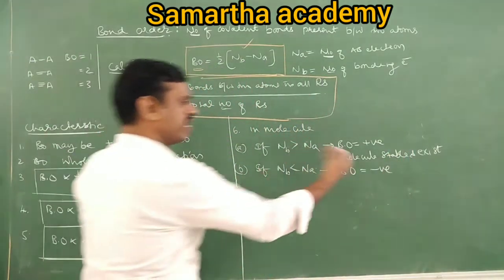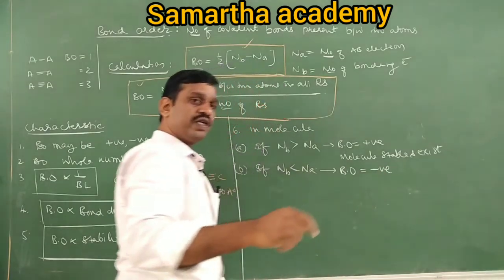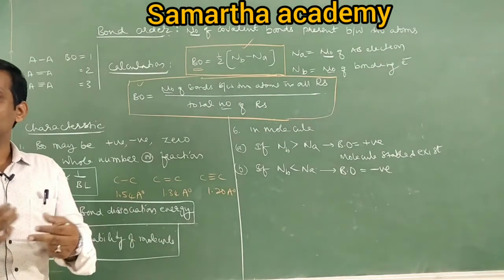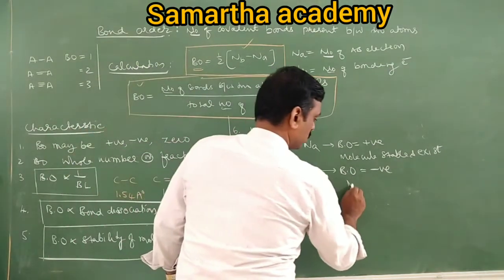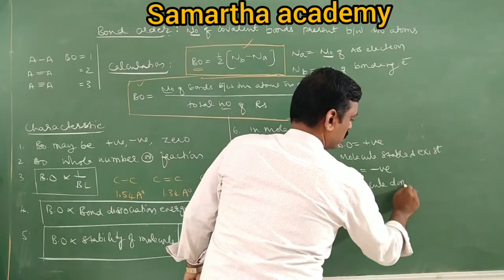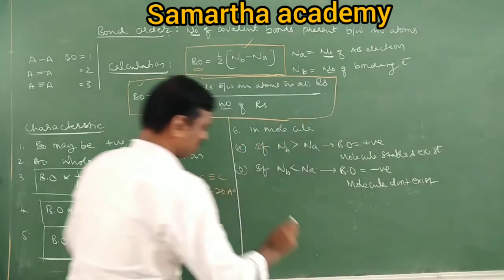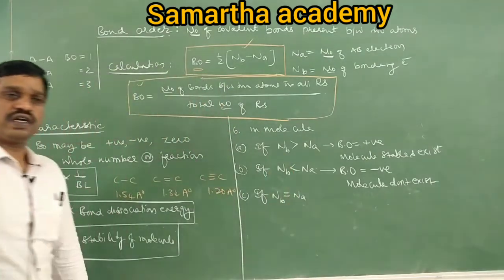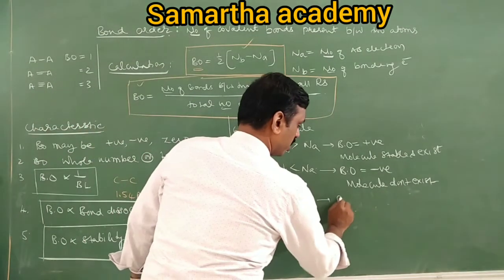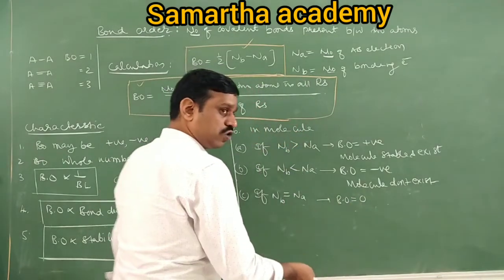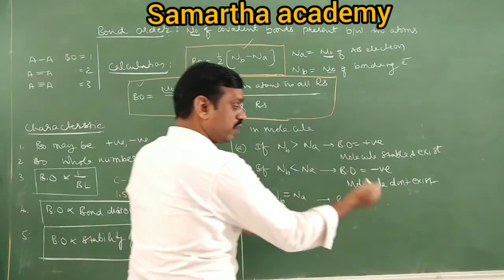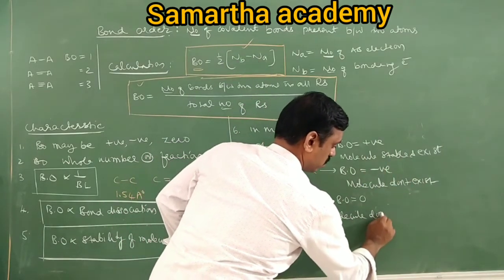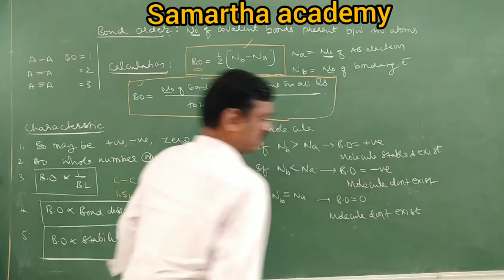You know what is the meaning of negative bond order? Negative bond order means, is there any bond between any two atoms? No, there is no bond between any two atoms, which means the molecule does not exist. Next, if the number of bonding equals the number of anti-bonding, the bond order is zero. Bond order 0 means there is no bond between any two atoms. If there is no bond between any two atoms, the molecule does not exist. So here also the molecule does not exist.